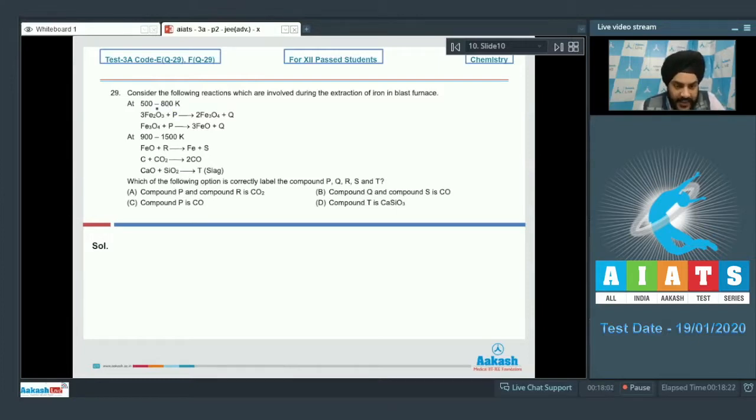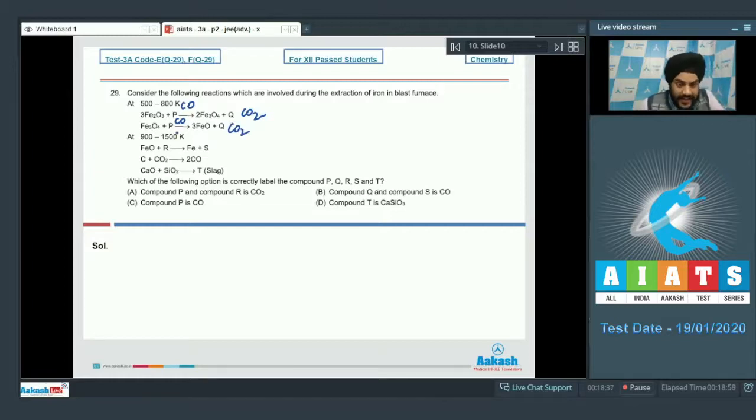So in the lower temperature range, which is the 500 to 800 Kelvin, Fe2O3 is allowed to react with P to give us Fe3O4 plus Q. Fe3O4 plus P is giving us FeO and Q again. So students, we know that in the low temperature region, which is the 500 to 800 Kelvin, the reduction happens via carbon monoxide. Okay, so P will be carbon monoxide, whereas Q will be CO2. So P is CO and Q is CO2.